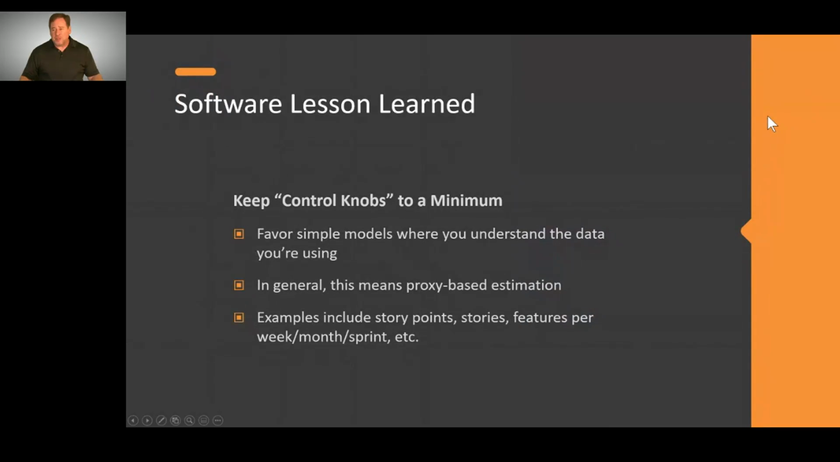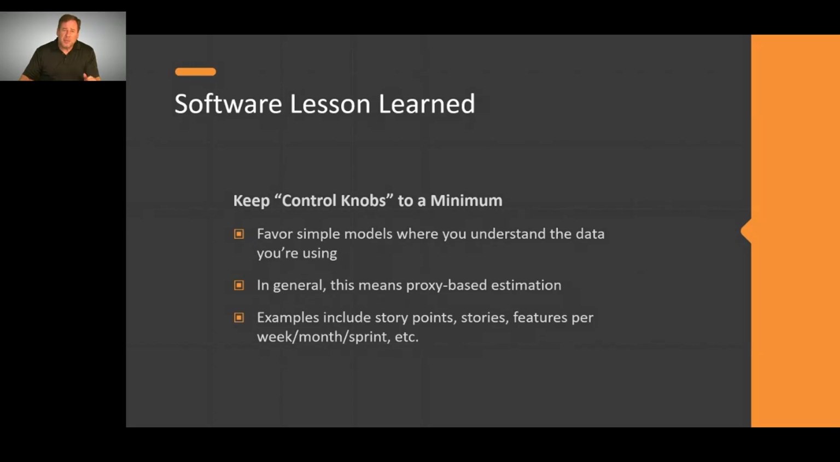So the software lesson learned here, I think, is keep control knobs to a minimum. I favor simple models where I can understand the data I'm using, and understanding the data you're using is a non-trivial mission. It takes a lot of work to really understand what the data actually means. I'll get into that a little bit more in a minute.